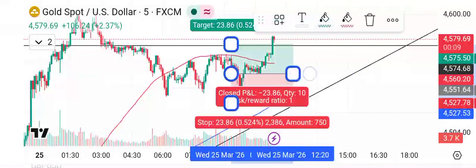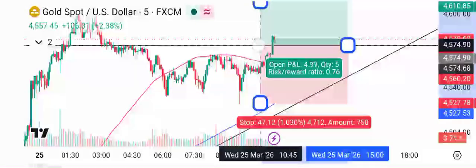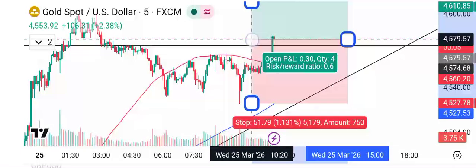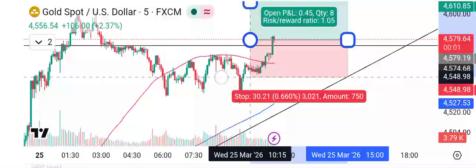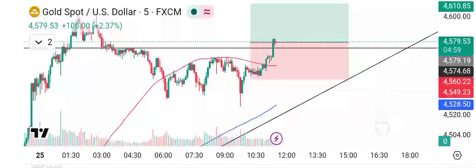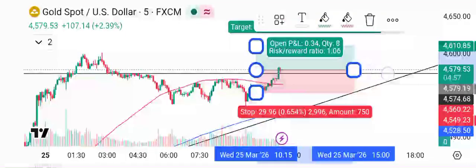Our entry is here, where we have the price now. This is the entry, somewhere around here. And then the stop loss just below this slight consolidation here. Then we target 1:2 to the upside.